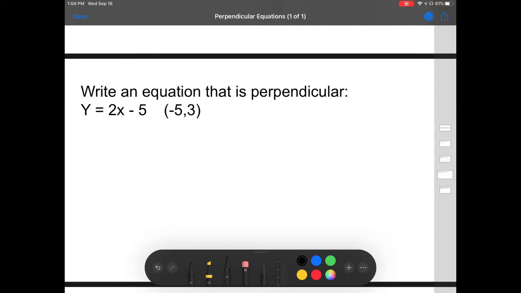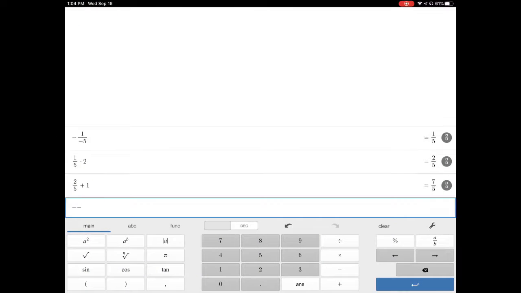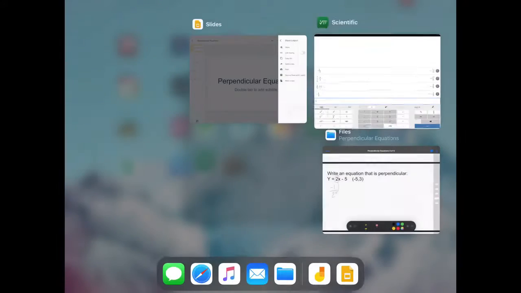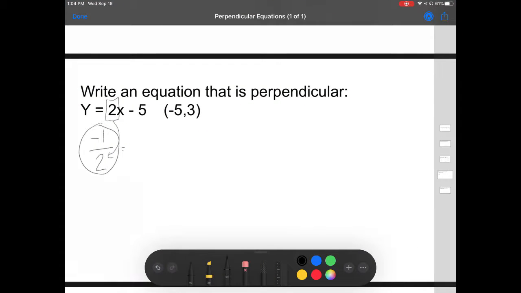Next example. First, we take our slope. We do -1 divided by the slope. Check that in Desmos. -1 divided by 2 is -1/2. So that's your m. You got your a. You got your b. Plug it into the formula.